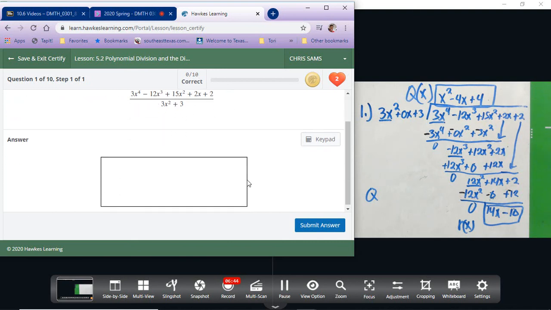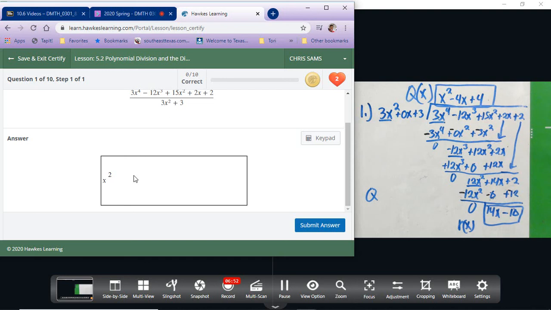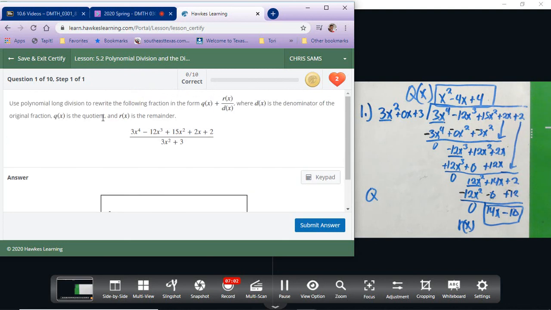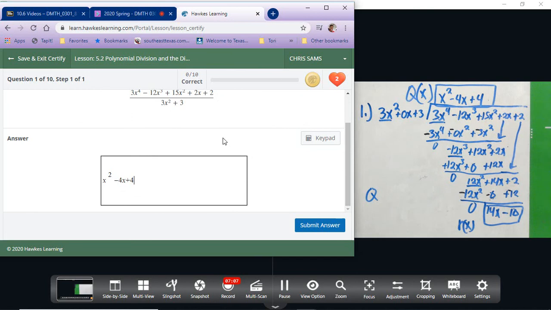Okay, so in this box I am going to write x squared and then minus 4x and then plus 4. That is my Q of x part. Okay, that is this first part right here. Now I'm going to do plus, and then I'm going to do a fraction bar, and I'm going to do 14x minus 10, and that is going to be over your original divisor, which is 3x squared plus 3.